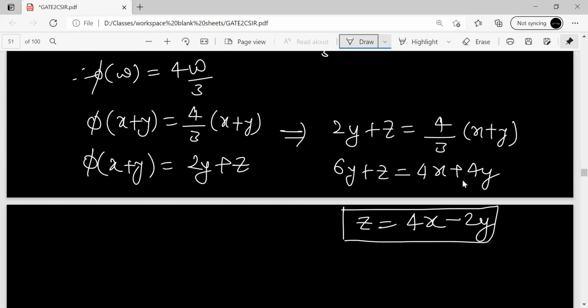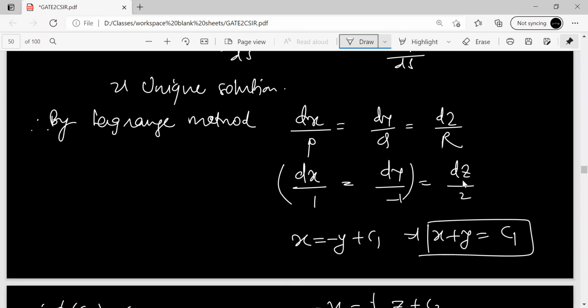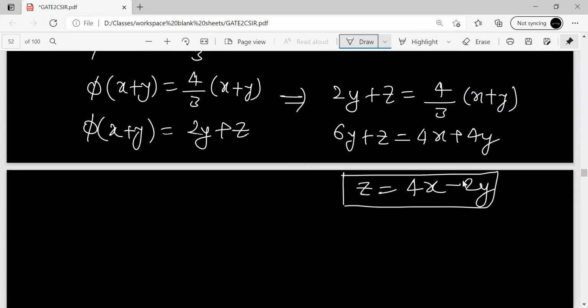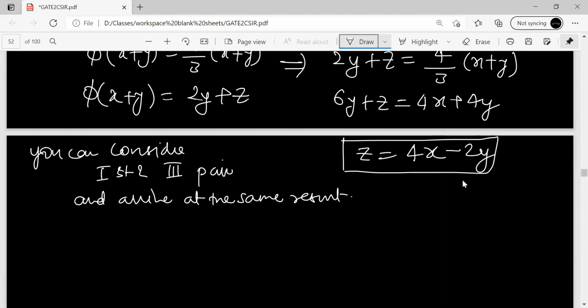Okay. Now you may argue that, sir, you have taken the first two pairs and the second two pairs, so you got a solution. What if I take first and third? Okay. In case you are doubtful, you can consider the first and third pair, and arrive at the same result, I bet. Because we have predicted that it will have a unique solution, so you can't expect any other solution. Okay, you can try and see. I have tried and I've solved.